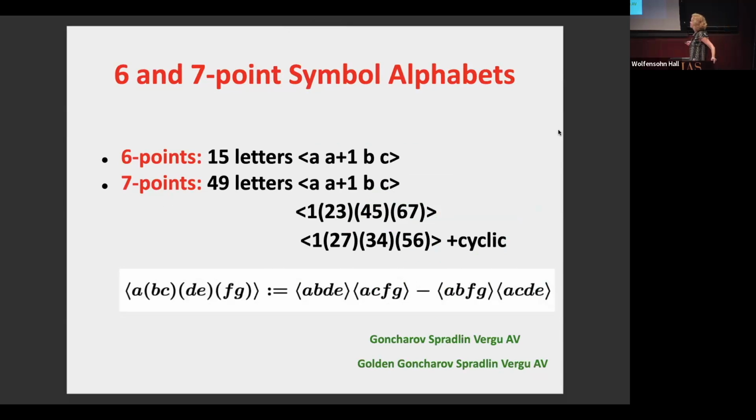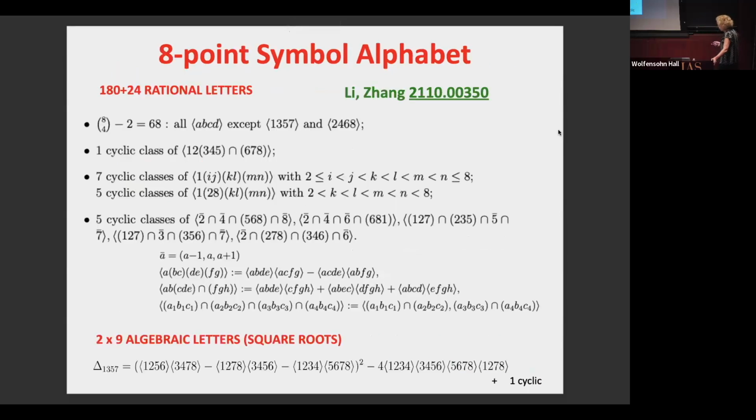Then at 7 points, this is the result of somebody's calculation, so I'm just stating these answers. At 7 points, you have 35 Plückers, plus you start having two sets of alphabet letters that are quadratic in Plückers. So that's something like that. That's 6 and 7, and life gets much more complicated at 8 points.